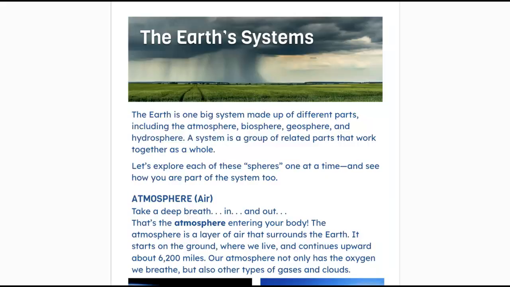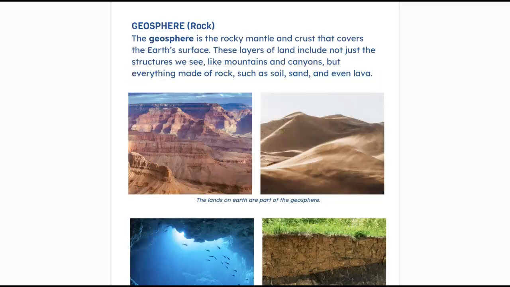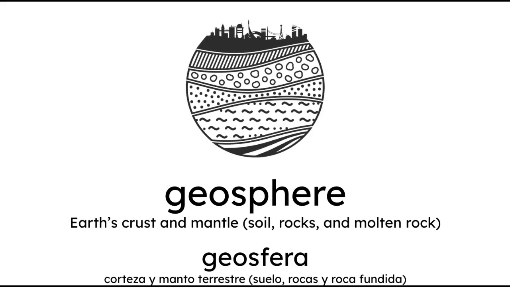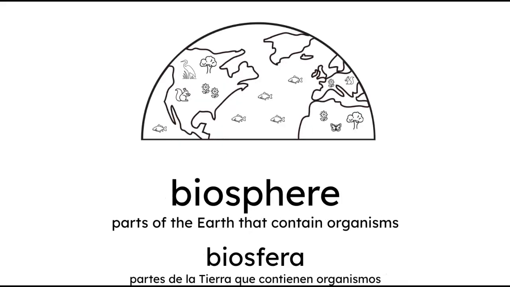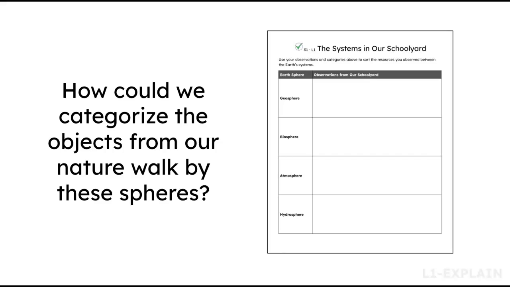Students can read with a partner or a group to obtain information about Earth's systems. You can also post the geosphere, biosphere, atmosphere, and hydrosphere vocabulary cards. You'll have students categorize their observations from the resource Nature Walk into spheres on the Systems in Our Schoolyard student journal page. They may write or draw their observations.